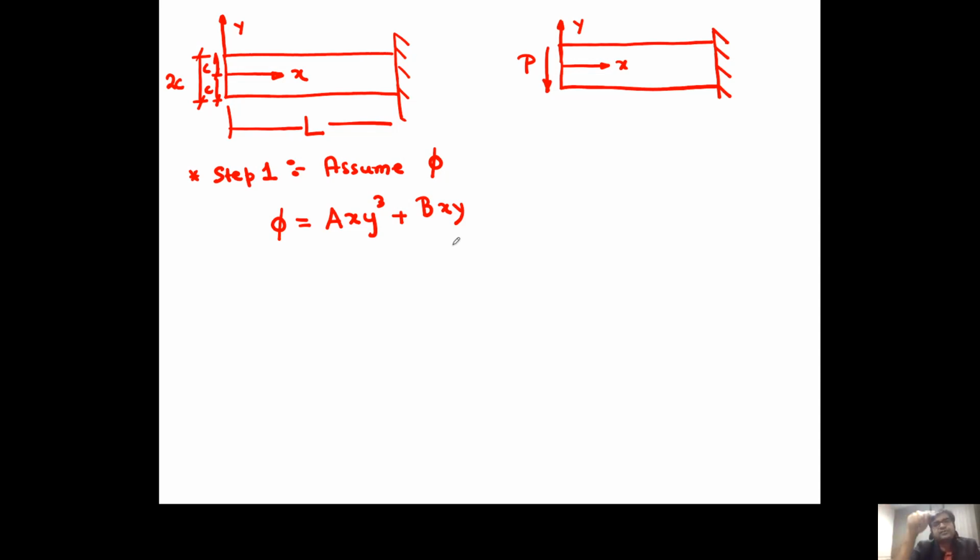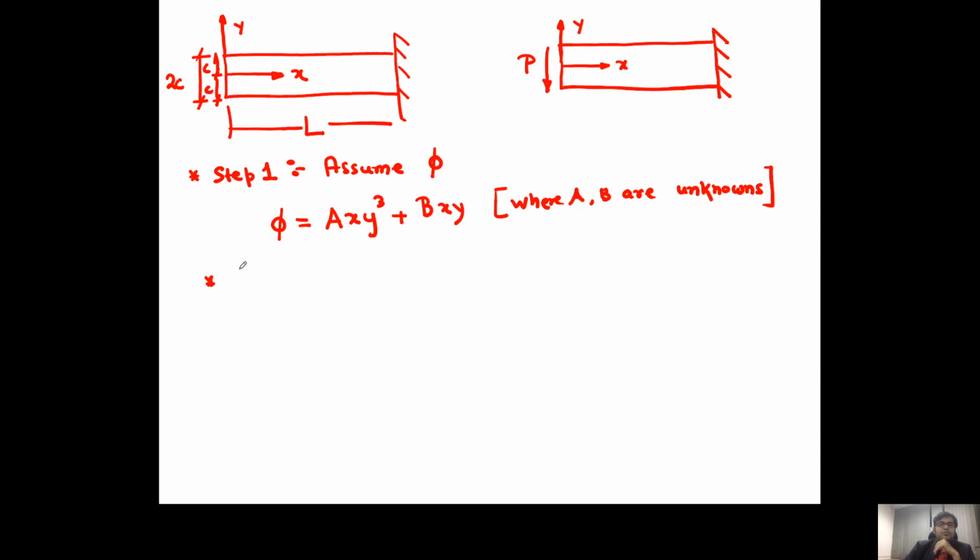How will you know whether this is a correct stress function or not? You don't know. You assume based on your knowledge, your experience, and you work with it. If it does not work, you try something else. So it comes with experience, right? So in any case, we assume this to be our stress function or Airy potential, where A, B are unknowns.